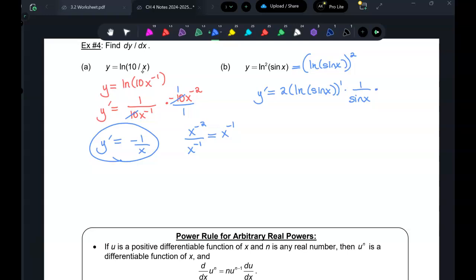Okay, last step. Now we've taken care of the squared and the natural log. Derivative of sine is cosine. So cosine over sine is cotangent. So I can make that a 2 cotangent x times natural log of sine of x.